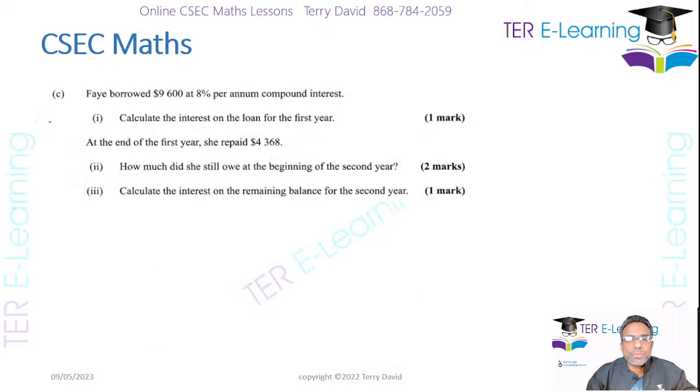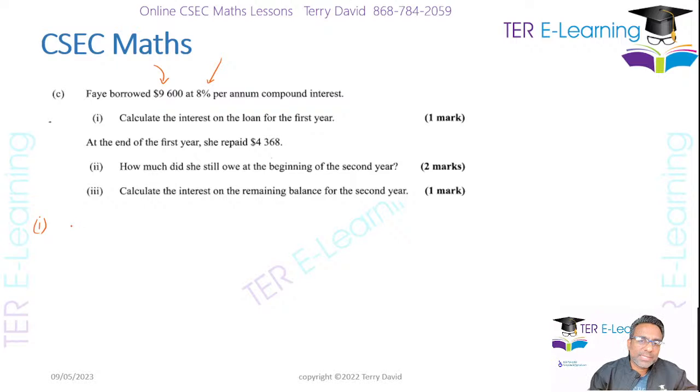All right, now this one here, Faye borrowed $9,600 at 8% per annum compound interest. Calculate the interest on the loan in the first year for 1 mark. So this is your interest. It is 8% per annum, and she is borrowing $9,600.